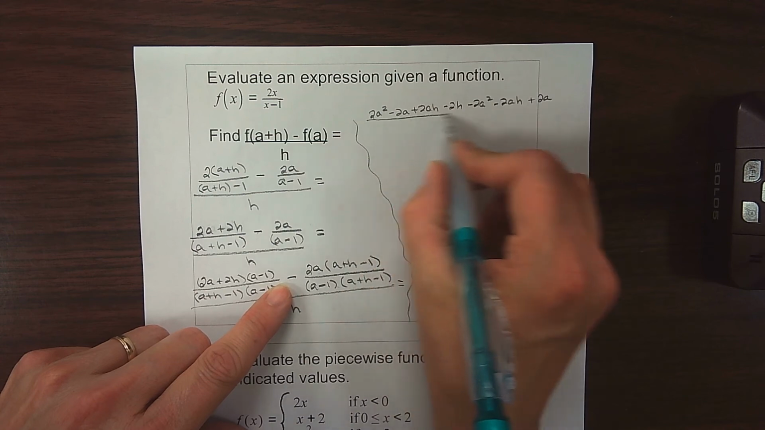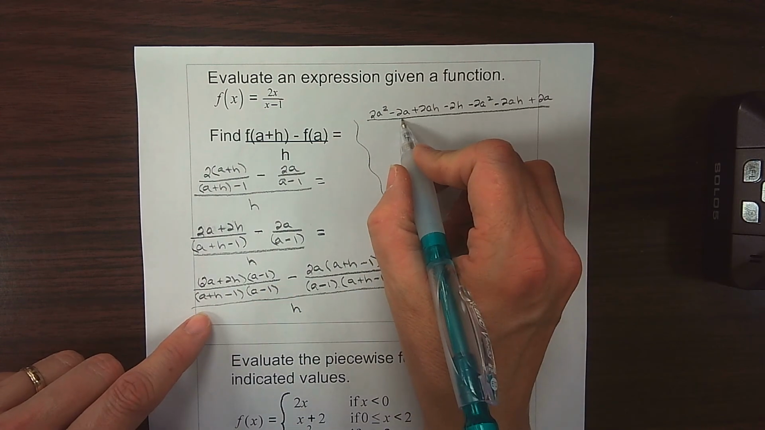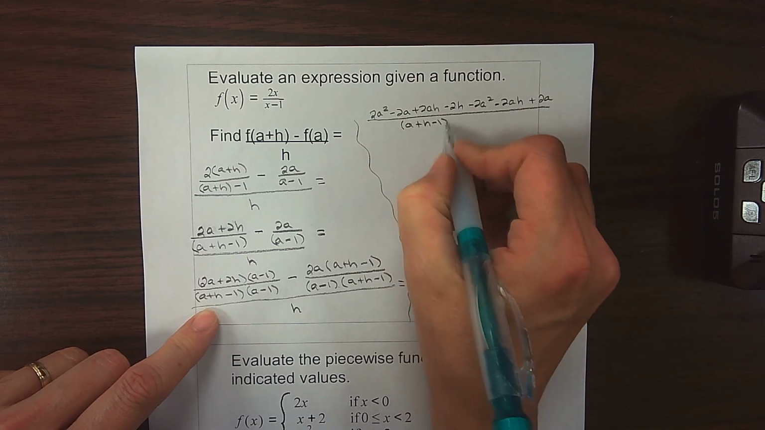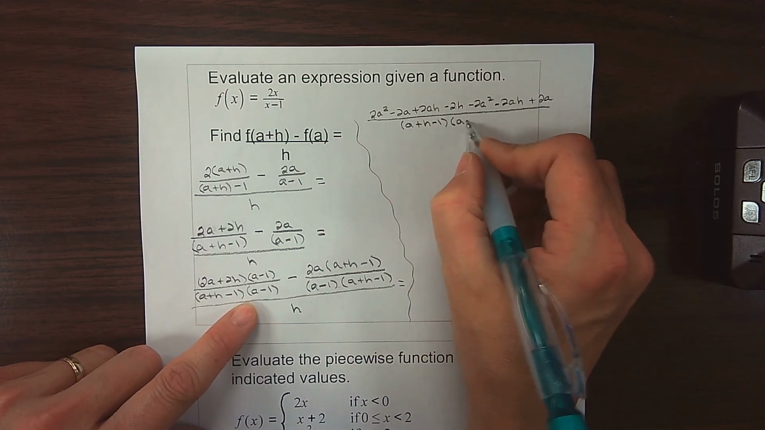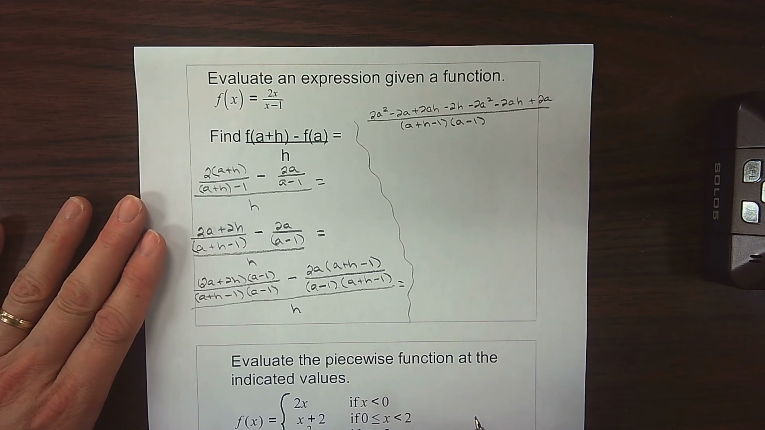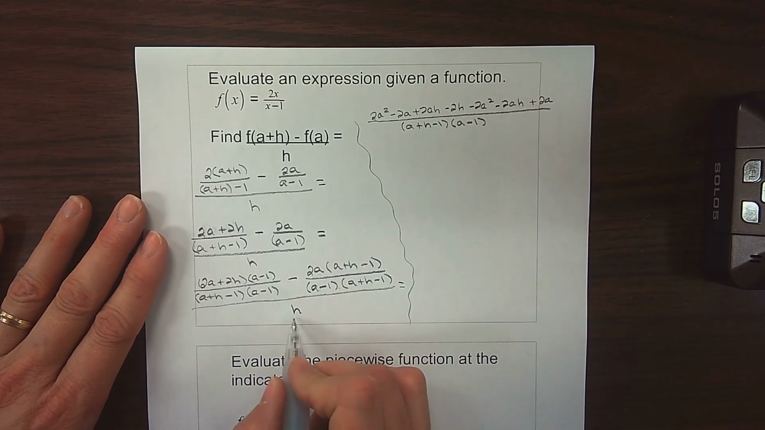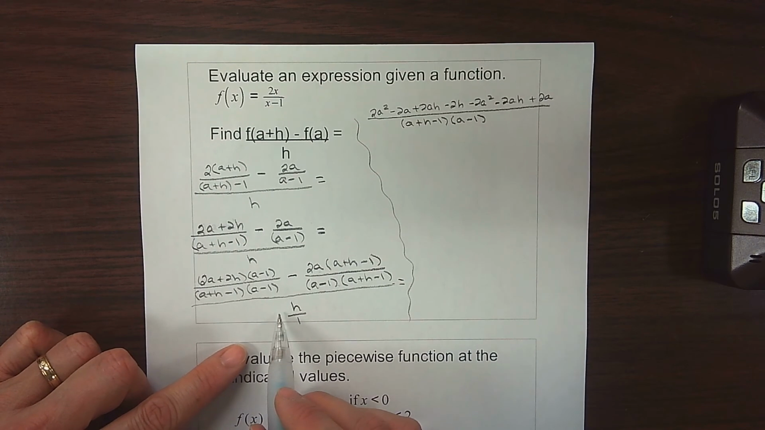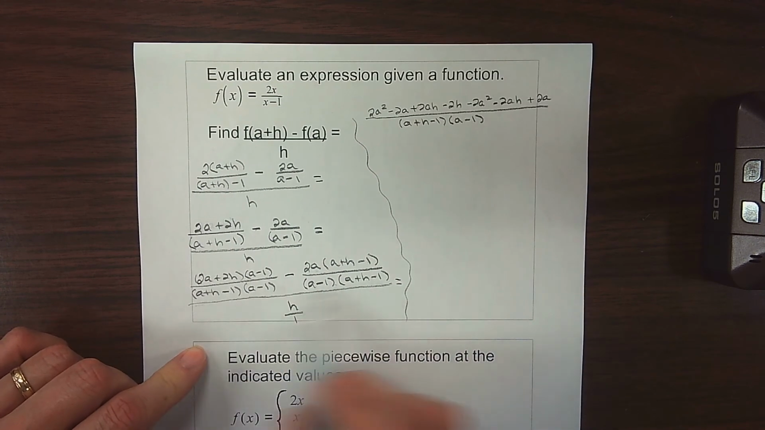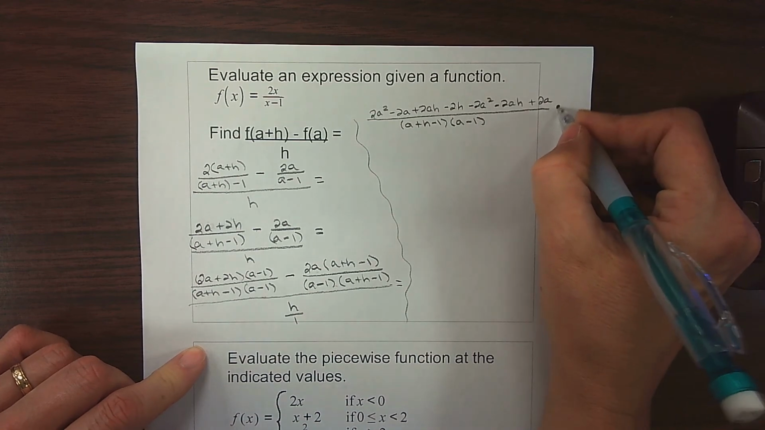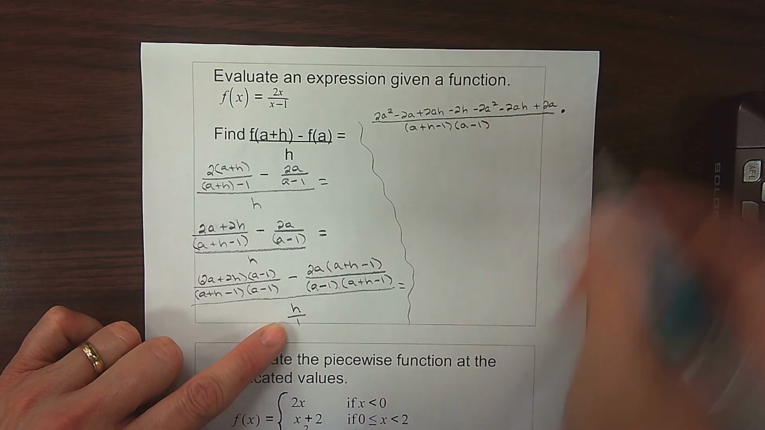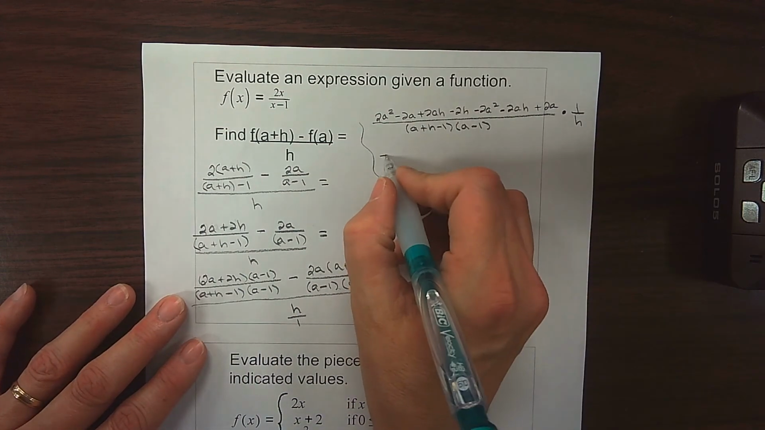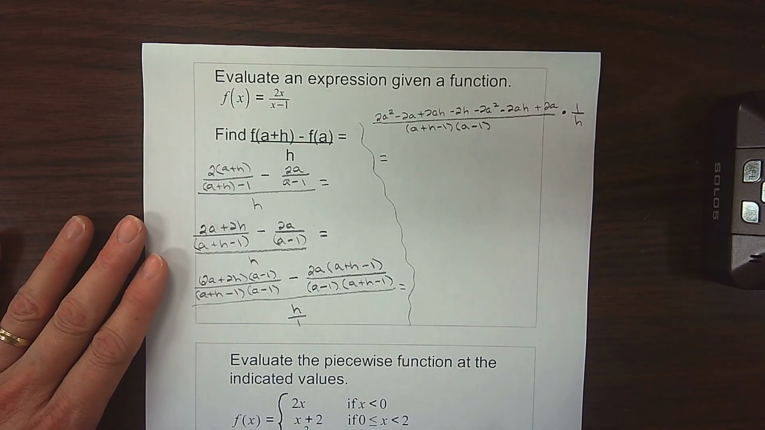That is all over a plus h minus 1 times a minus 1, the common denominator, and that is all over h. Now I think at this point, instead of writing all over h, I'm going to change this division to being multiplied by the reciprocal, which would be times 1 over h. Let's see what that equals now.